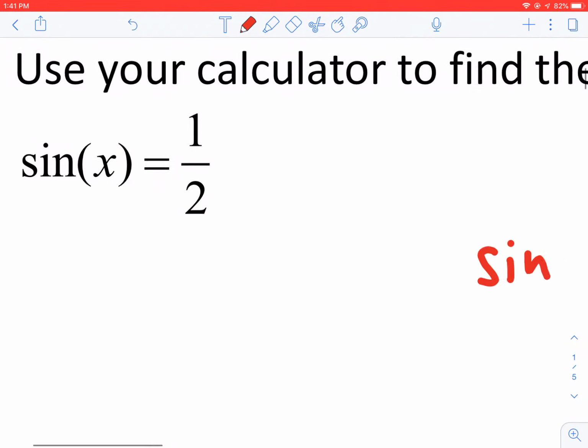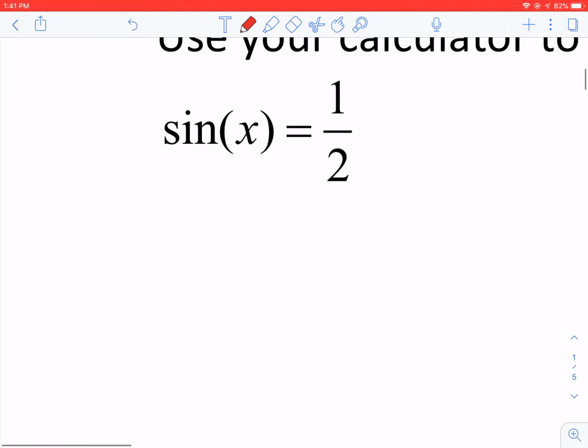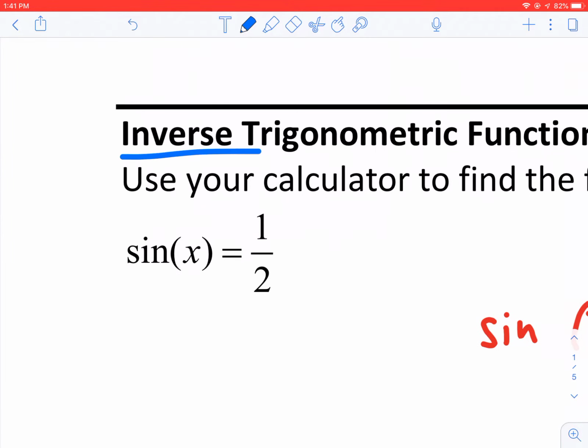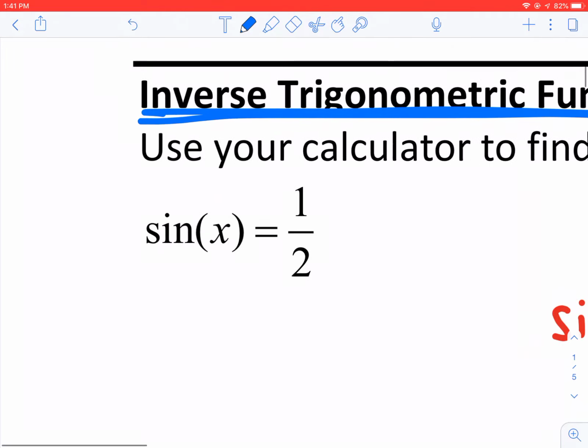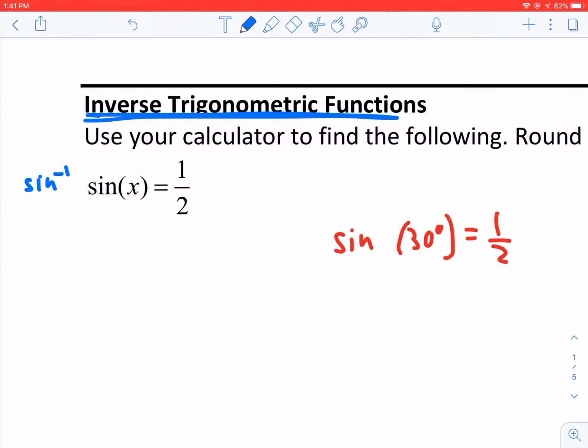So, of course we know the answer is 30 degrees because sine of 30 is a half. But the way to do this in your calculator is to use inverse trig functions. So if you look at your calculator, next to the button number 7, you'll see the trig button again. And you'll see something that looks like this, a sine with a little negative 1 above it. That is our inverse trig function.